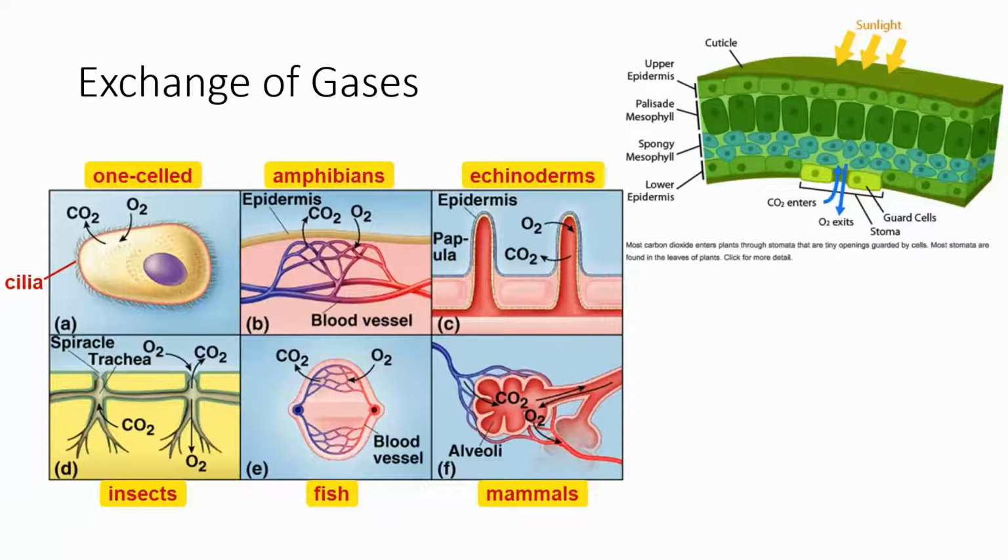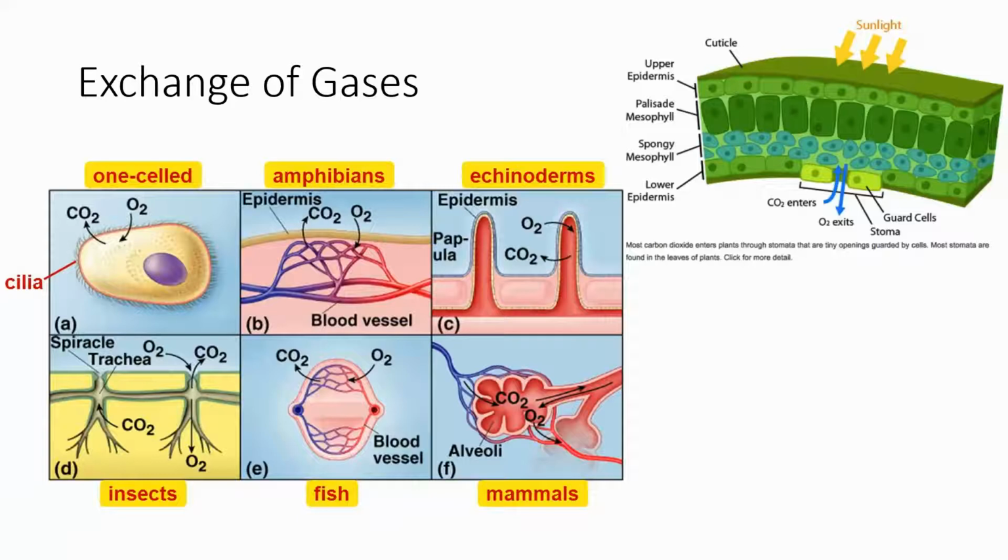You'll notice that as soon as you get above the level of a single cell, not only do you need a way to exchange oxygen and carbon dioxide, you need a way to transport that around the body. So respiratory systems and circulatory systems are very heavily linked.